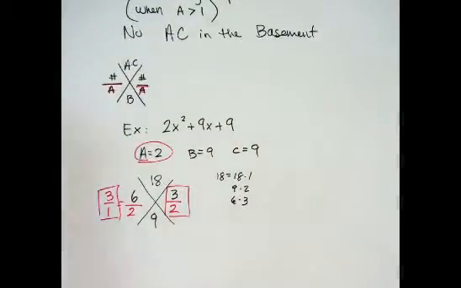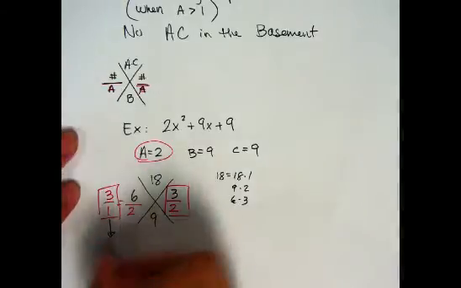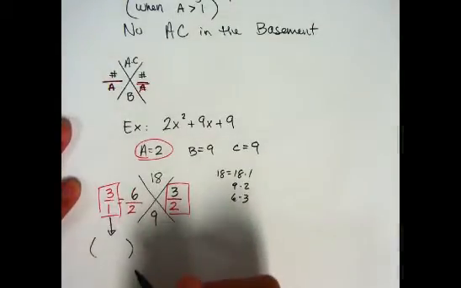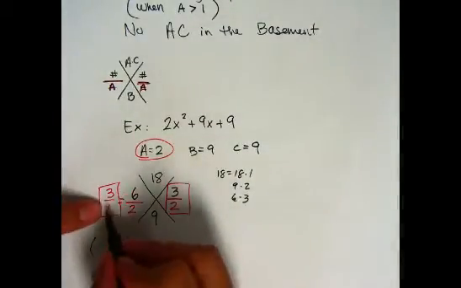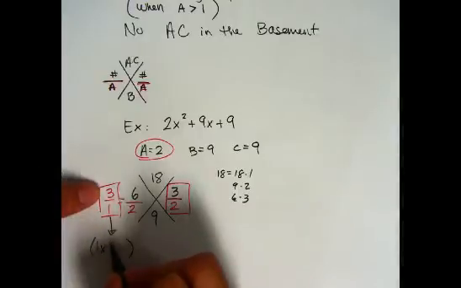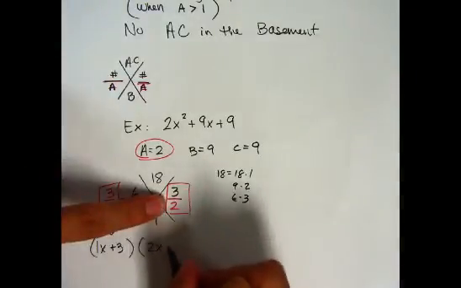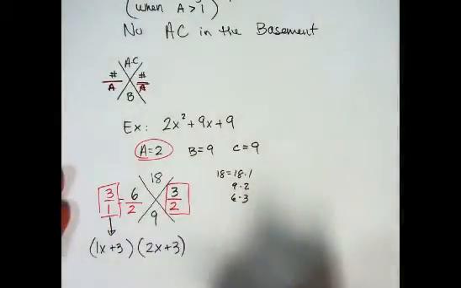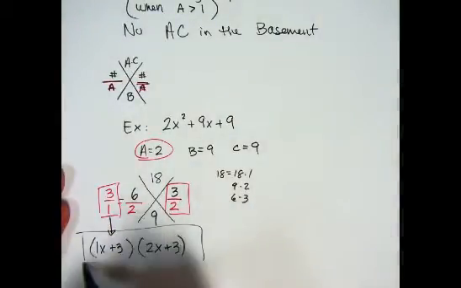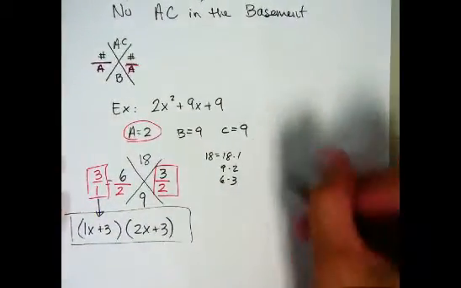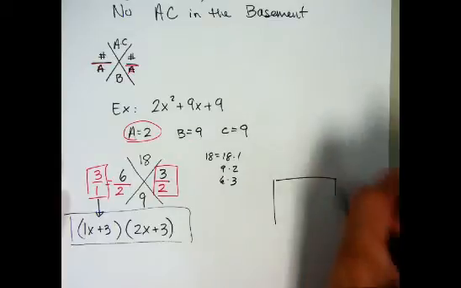How do I use this information? All right, watch this. And again, I'm not perfectly sure how this works, but it just works. So 1, that means I'm going to have 1x and a positive 3. Over here, I'm going to have 2x and a positive 3. And that's it. That's my factored form. And you say, lies! What are you talking about? Well, all right, fine. I'll prove it to you.